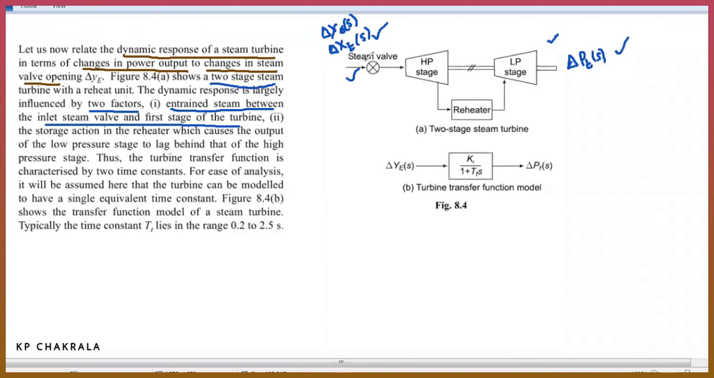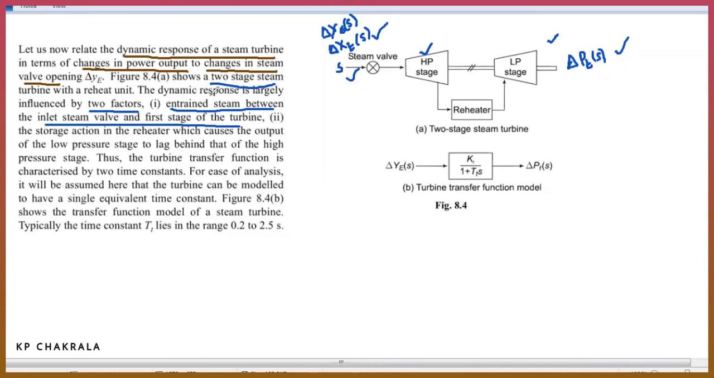So there is a steam valve, and here the steam is there, and after some control valve opening or closing position, some steam is allowed to enter into the HP stage. Whatever steam is allowed has to be given as an input to the HP stage. In between, some steam may also be lost.